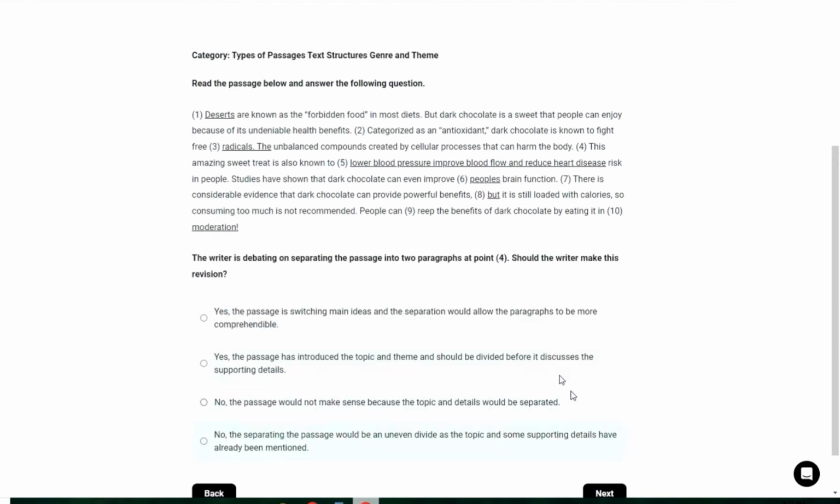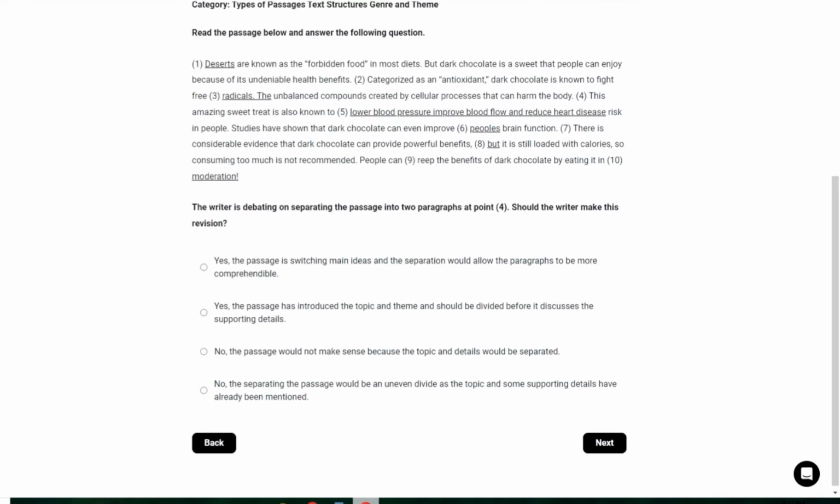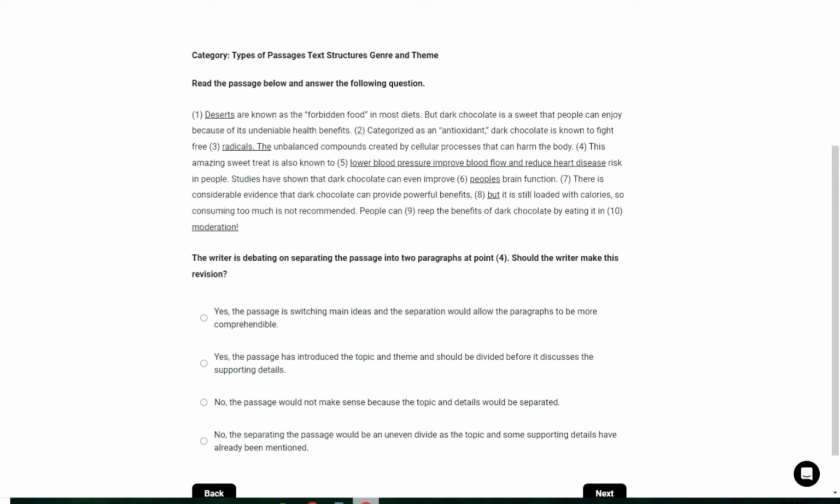All right. The writer is debating on separating the passage into two paragraphs at point 4. Should the writer make this revision? Okay, so the unbalanced compounds created by cellular processes that can harm the body. Right here, this amazing treat is also known to, that's kind of the next sentence, so as we think about it, let's go ahead and you guys pick your best answer.